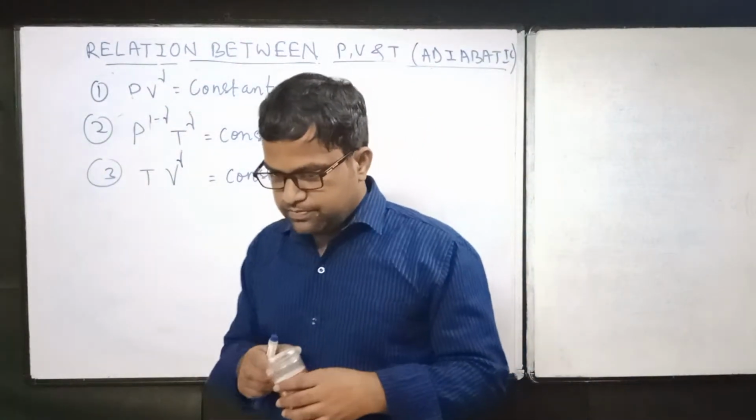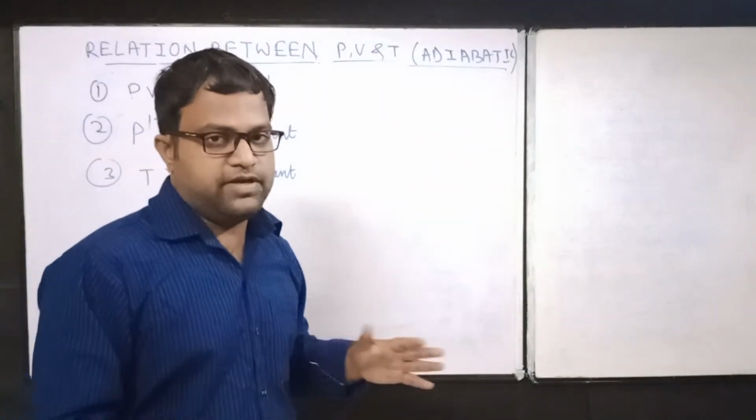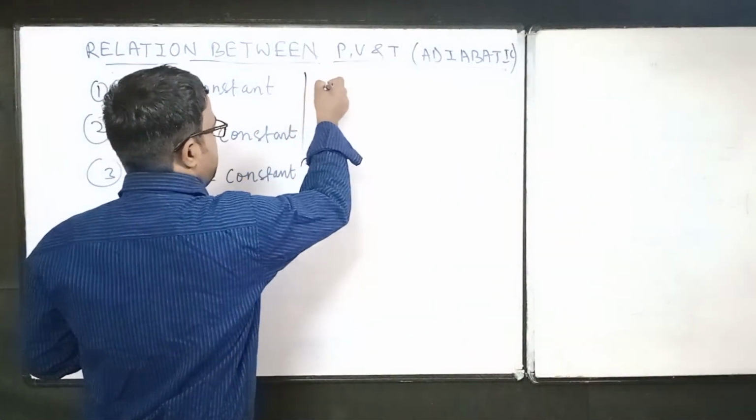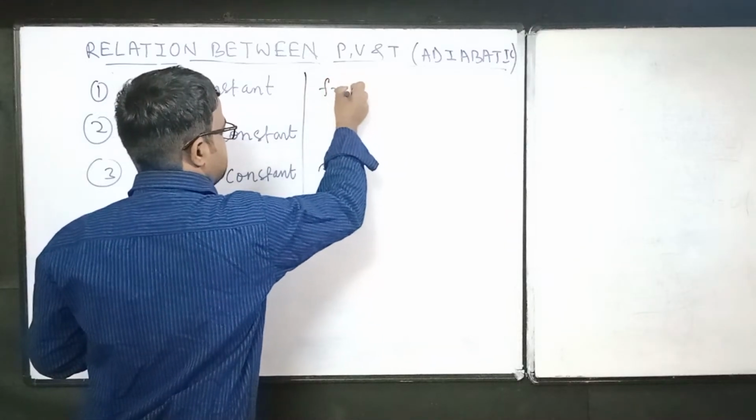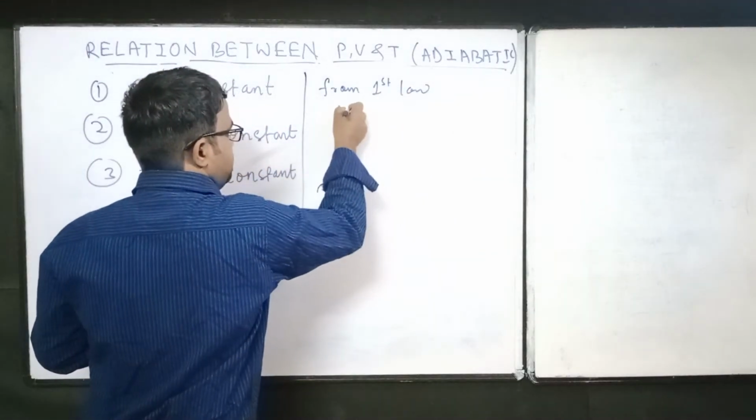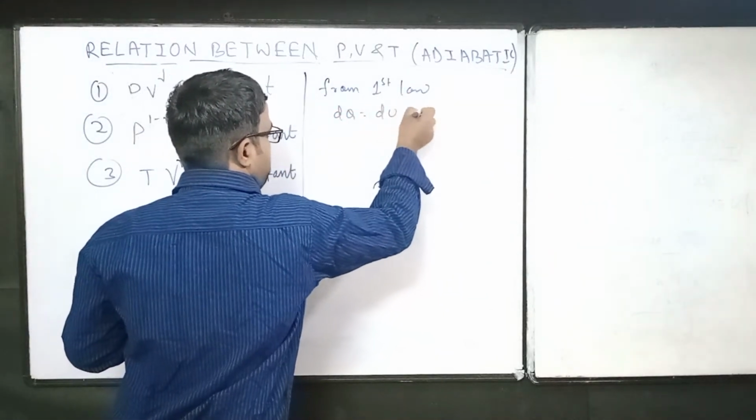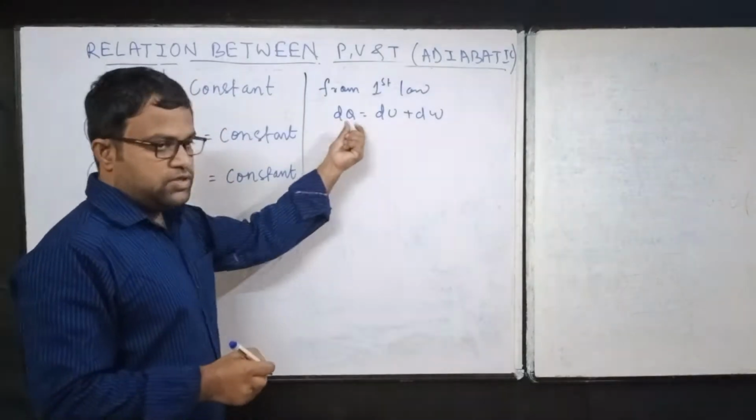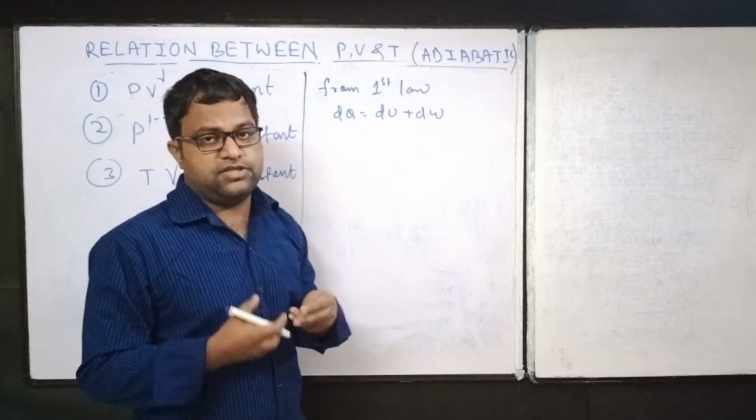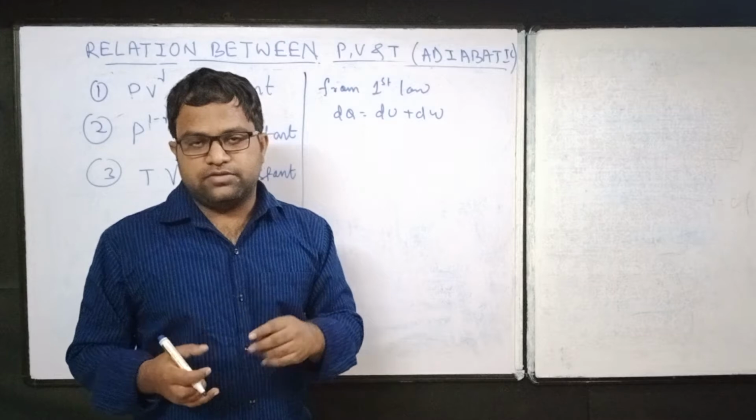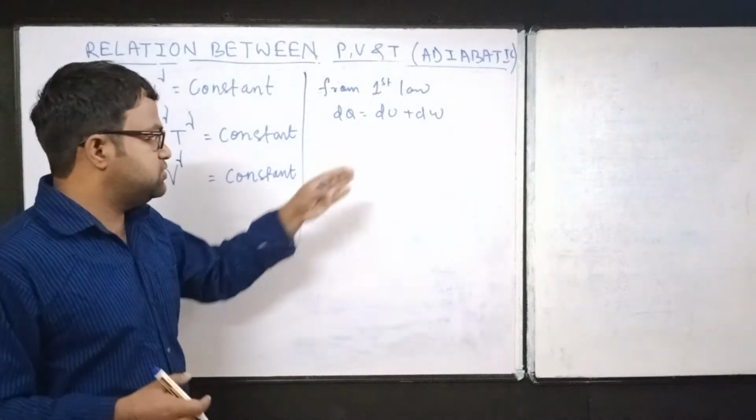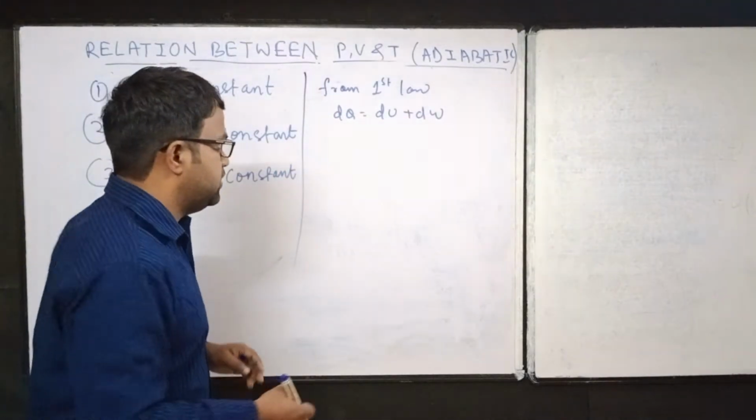So let us begin with the first law of thermodynamics. From the first law of thermodynamics, we know that dq equals du plus dw. So the amount of heat we are supplying to the system equals the change in internal energy, du, plus dw, the work done. That means some work is done by the system, as there is some expansion. So dw is the amount of work done.